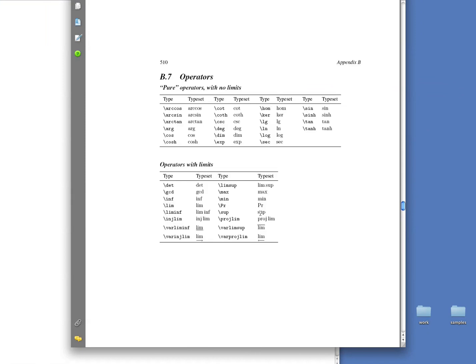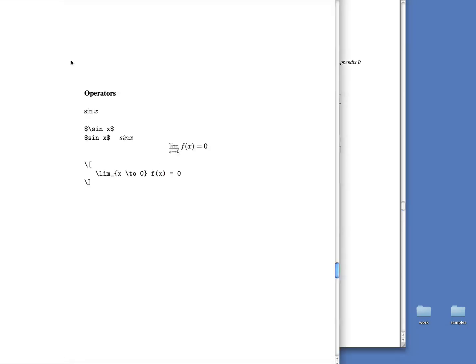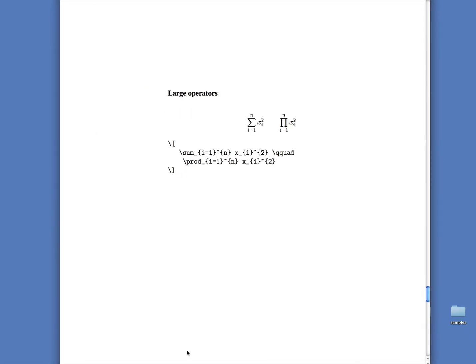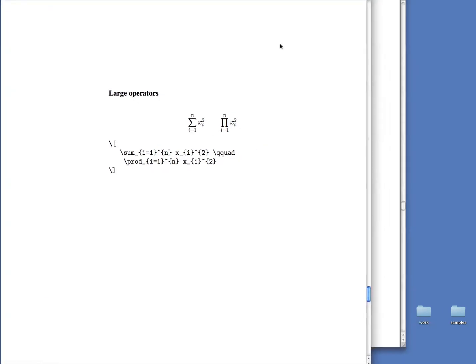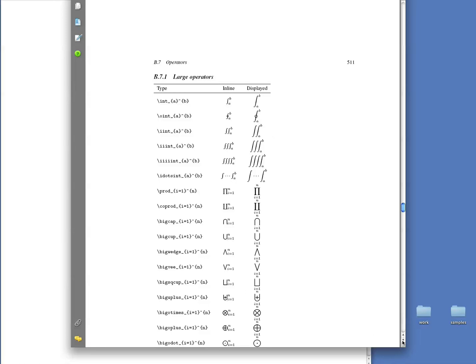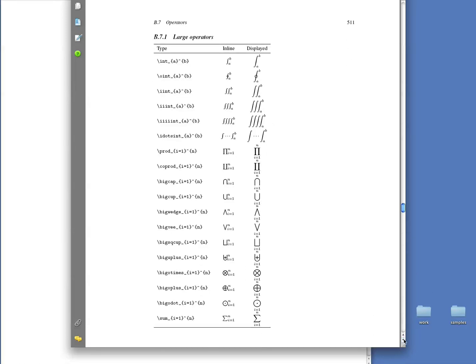Here are all the operators. They come in 2 groups: pure operators like sin, and operators with limits like lim. The fun starts, however, with large operators like sum and like product, which have much more complex displays. They are done with the sum command and subscript and superscript, and the same way the product is done with prod. And there are a whole bunch of them in LaTeX, which are shown in Appendix B7.1.